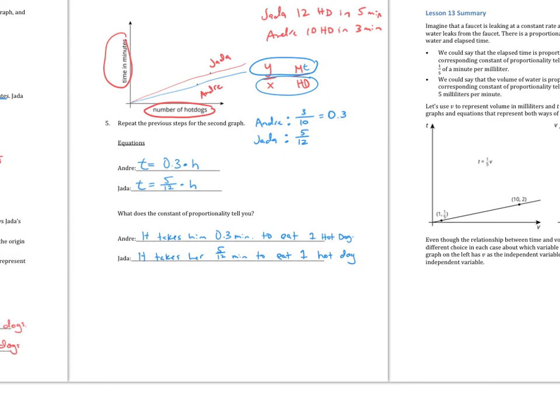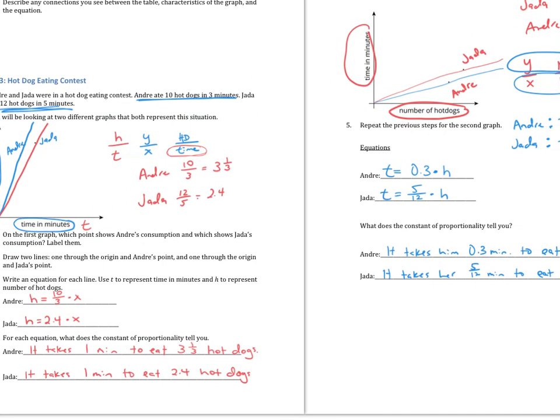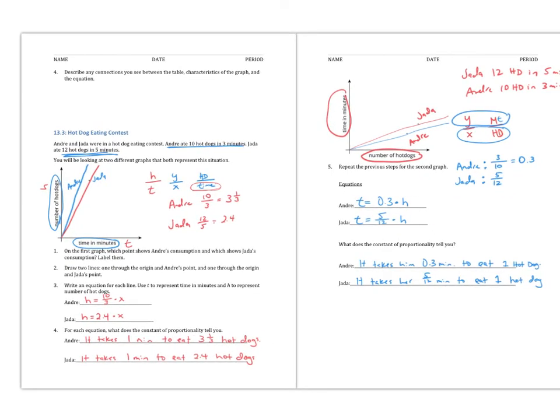The key thing to realize here is that each situation had 2 different constants of proportionality. For example, Andre had 3 1/3 in the first situation, but 0.3 in the second situation. Both of these constants of proportionality do represent the situation. The big difference is that in our first situation, we were figuring out per minute, whereas in the second situation, we were figuring out per hot dog. So that's when the constants of proportionality change.